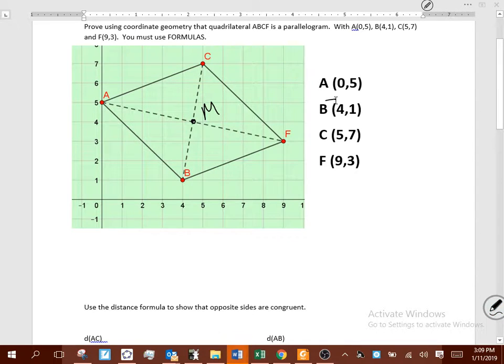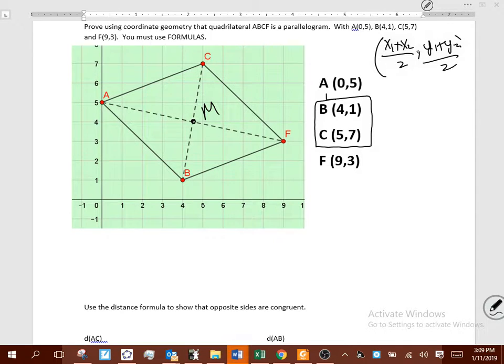Okay, so if I look at B and C, does anybody remember the midpoint formula? Good. Okay, so we're going to add our x's, divide by 2, add our y's, divide by 2, right? What's 4 plus 5? 9 divided by 2 is 9 halves. 1 plus 7? 8 divided by 2? 4. You're going to see in a moment why I left it as 9 halves. Okay, so that's looking at using BC.